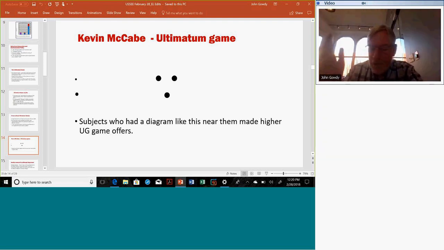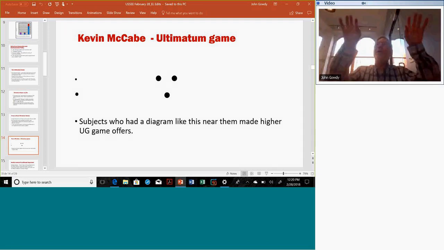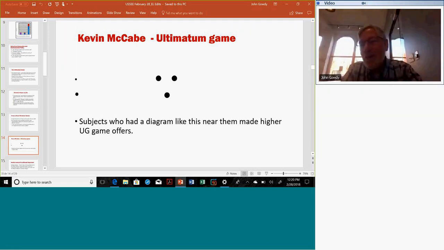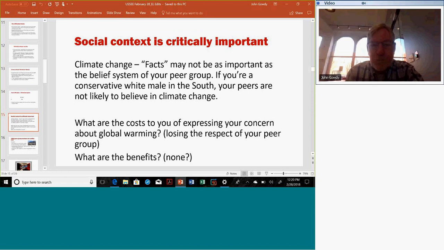Kevin McCabe is in this evolutionary group I'm involved in, but this is one of the variations. He played a game in two groups, and in one he just had a little diagram that looked like this: three dots looking like a face. Student subjects who had this diagram near them made significantly higher offers. Subconsciously, you felt like you were being watched, and this made you make higher offers in the ultimatum game.